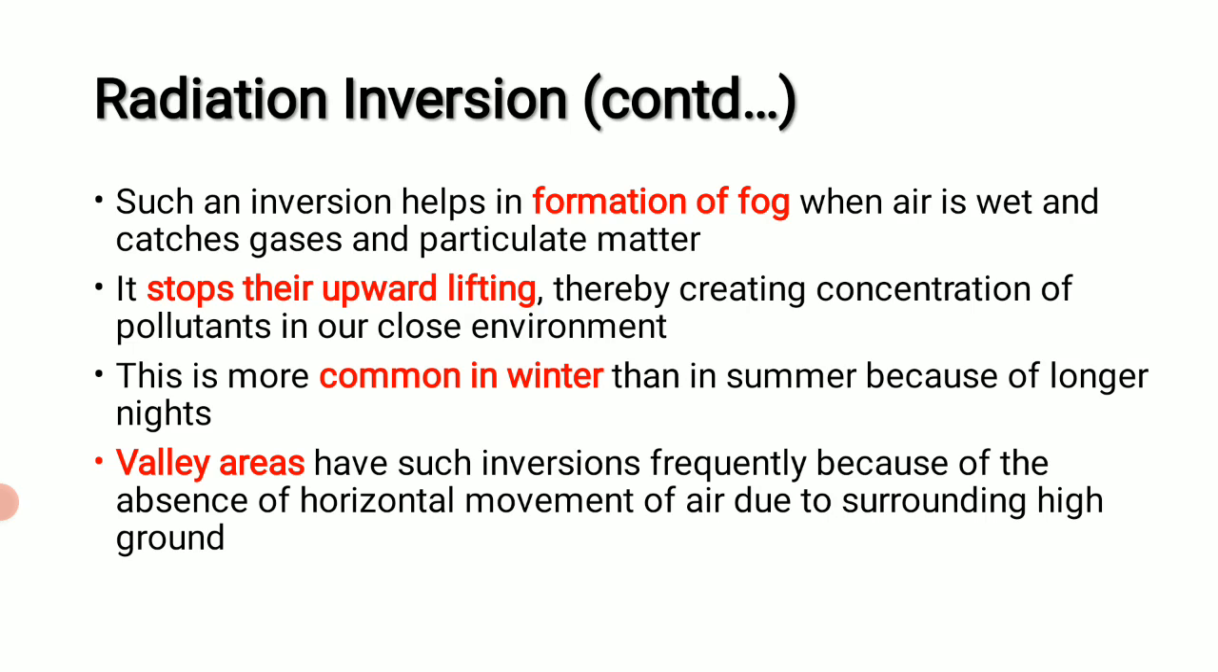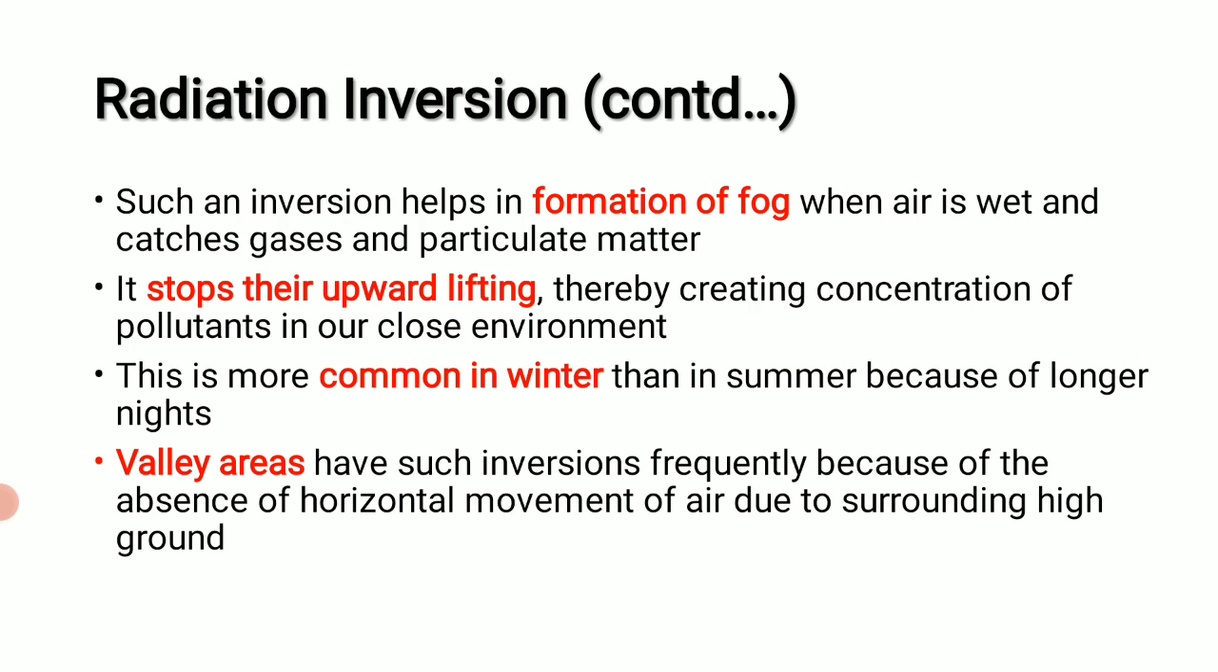Radiation inversion is a kind of inversion that also contributes to the formation of fog, especially when the air is wet, and this fog will catch all the gases as well as the particulate matter, and thereby stops their upward lifting. That is, it will prevent the upward lifting of the pollutants, and thereby the pollutants will get concentrated in our close environment. This phenomenon is more common in winter than in summer because of longer nights.